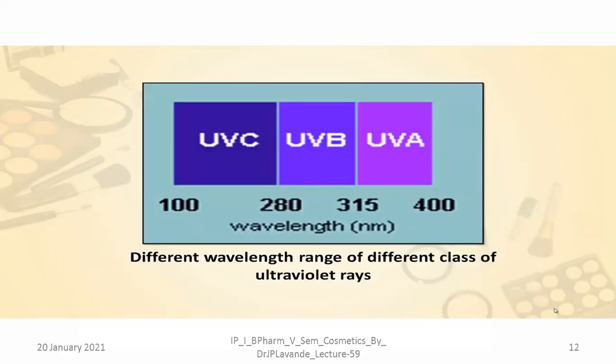These are the different wavelengths of UV rays, and according to them they are classified as UVA, UVB and UVC. If the wavelength range is 100 to 280 nanometer, it is UVC. If it is 280 to 315, it is UVB, and if it is 315 to 400, it is called UVA. So these are the wavelength ranges of the different classes of ultraviolet rays.